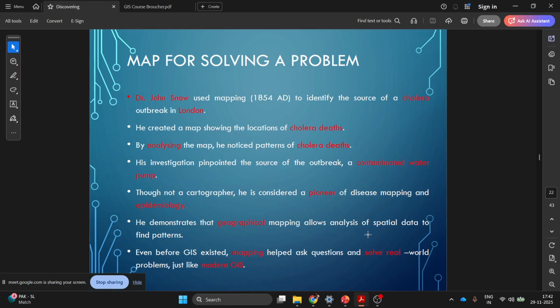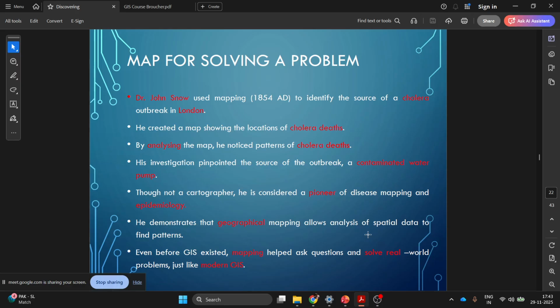John Snow used mapping in 1854 to identify the source of a cholera outbreak in London. There was a lot of cholera outbreak happening in London city, and people were wondering what might be the reason behind it. In that case, Dr. John Snow, a medical doctor, used a map to solve this issue.